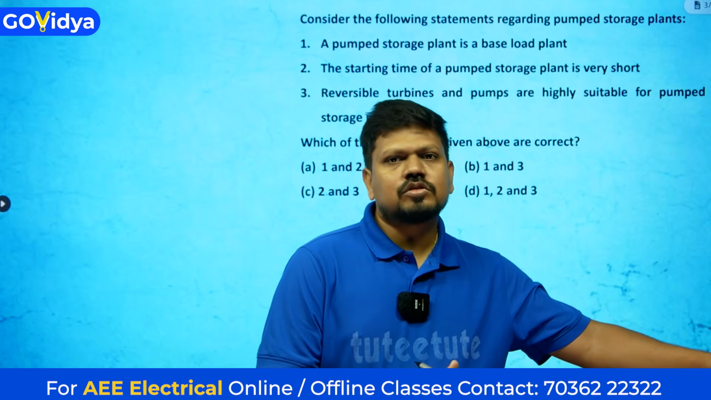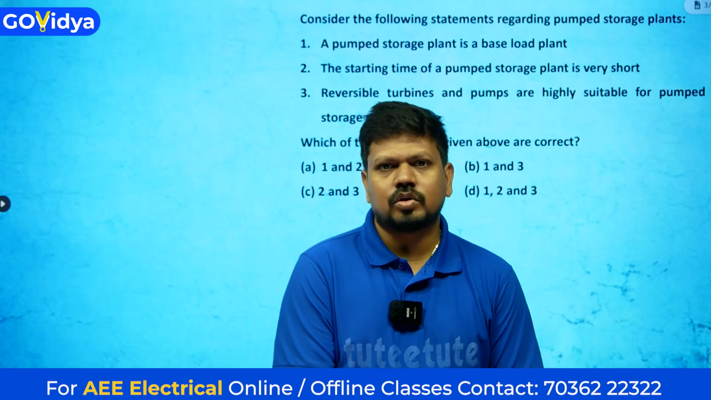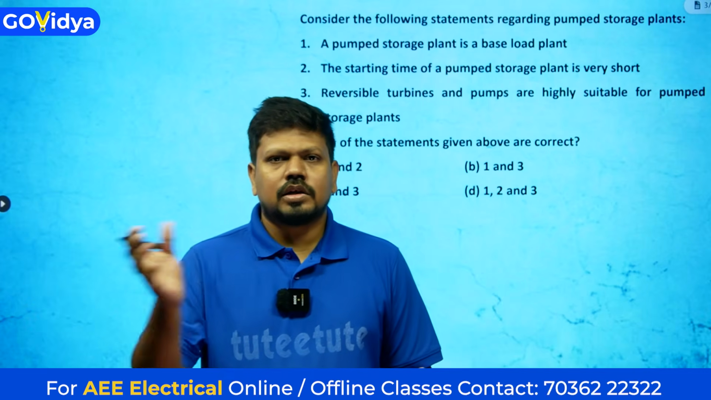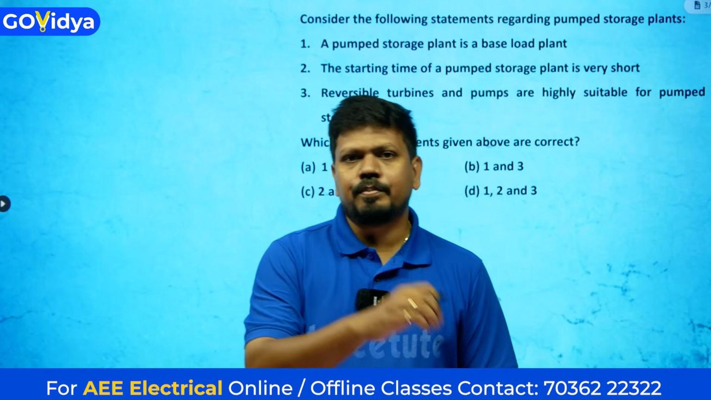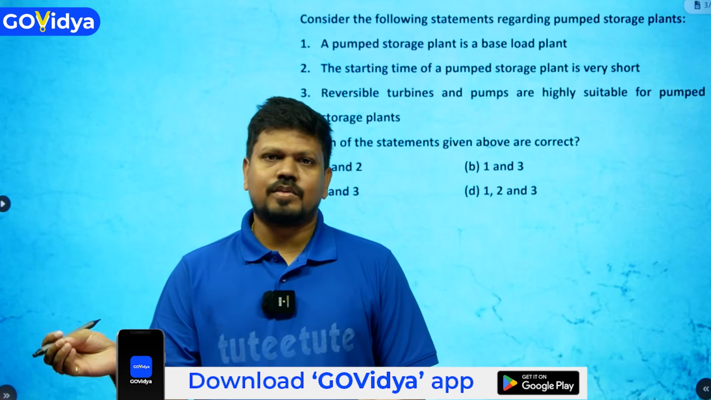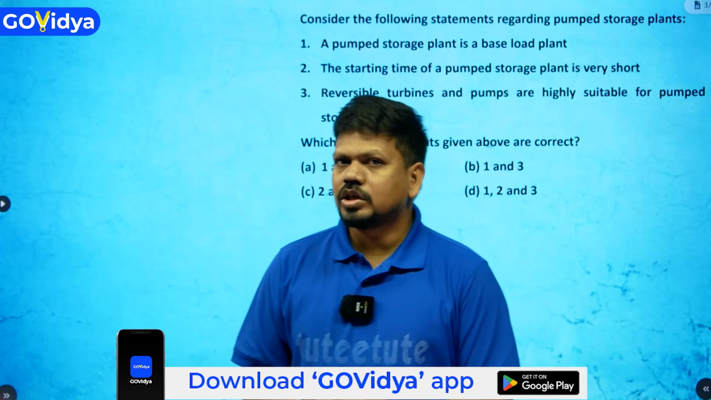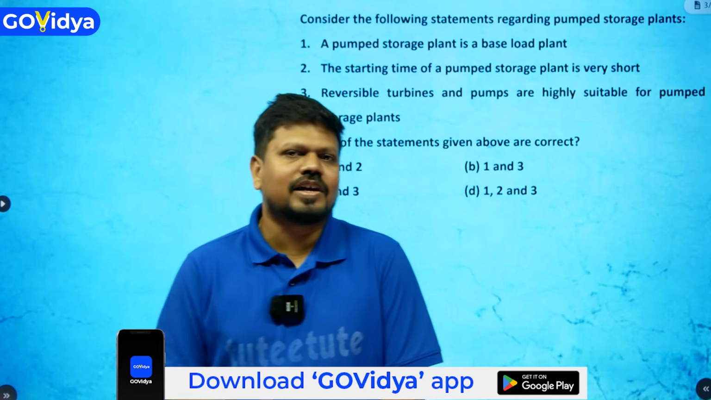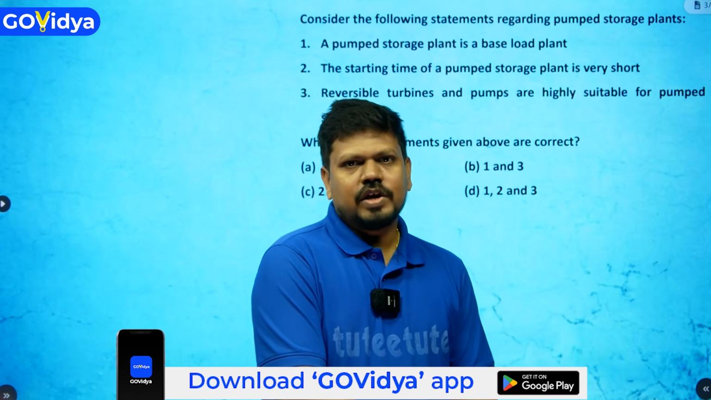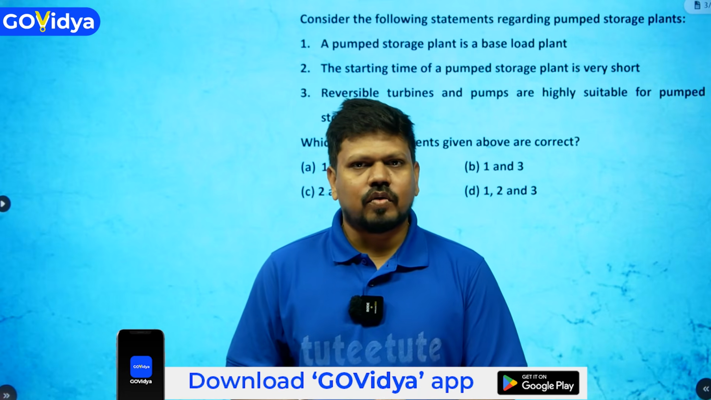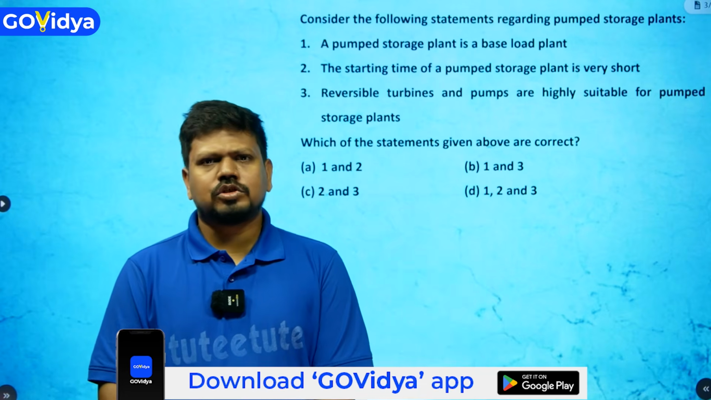But instead of releasing to the downside of the river, we'll have another pond here, another small dam here. Whatever used water comes here will be stored, and this water we have to pump back to the main pond, or main dam. So again we can use that water. There will be some loss of water, so continuously we cannot use this water. Whenever it's required we have to generate; whenever it's not required to generate, then we have to send back this water. So that's what a pumped storage plant is.